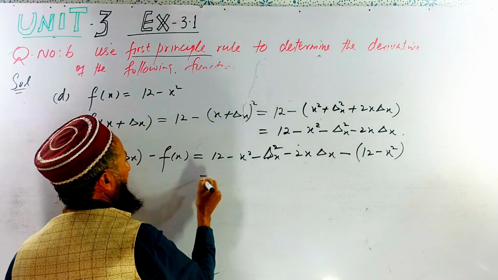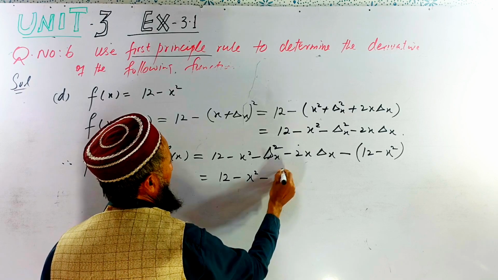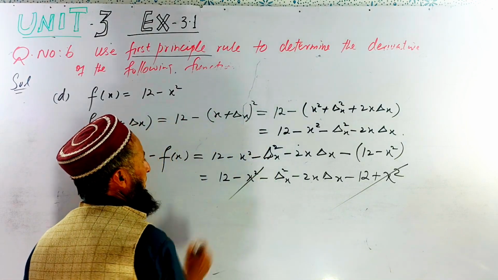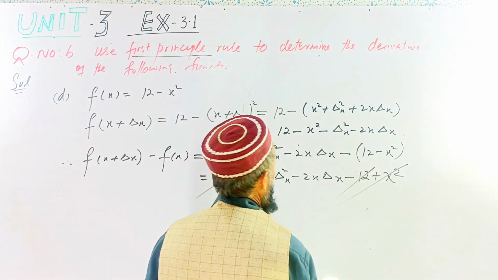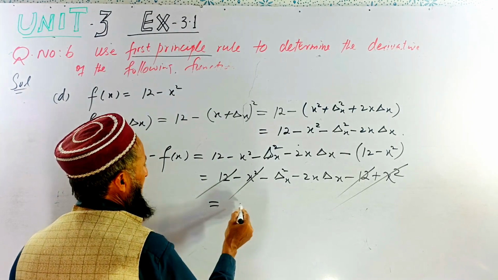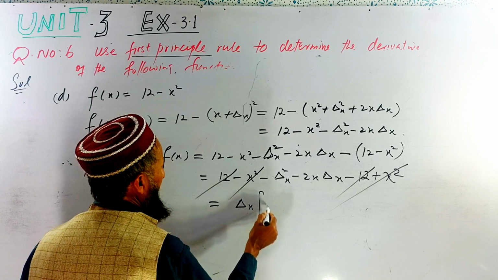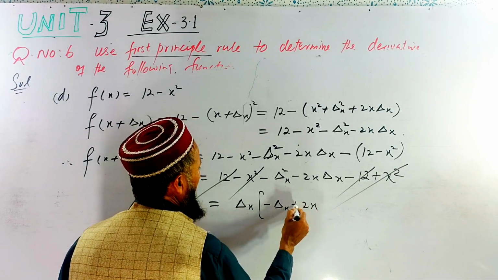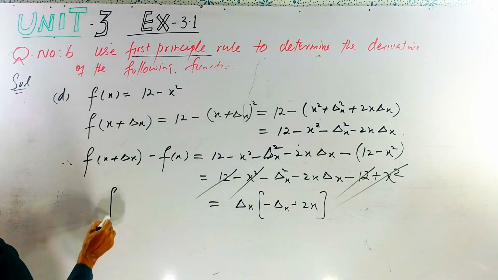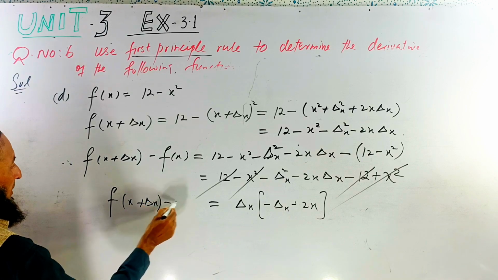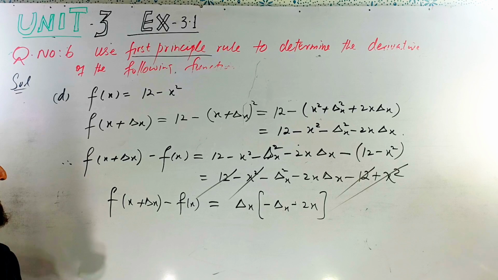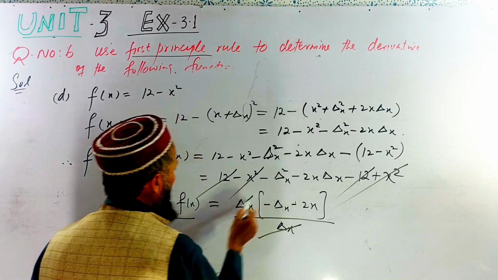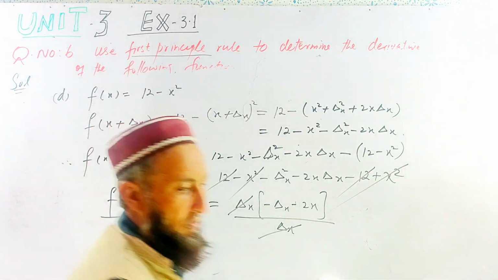Now this minus is multiplied, so 12 minus x square minus delta x square minus 2x delta x minus 12 plus x square. Now plus x square and minus x square cancel, and 12 minus 12 also cancels. Now we take delta x common: delta x times minus delta x minus 2x remains. Now dividing both sides by delta x, delta x divided by delta x cancels, and we apply the limit on both sides of this equation.